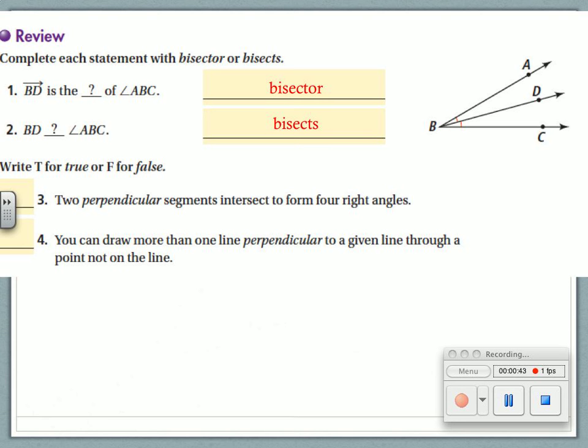True or false? Two perpendicular segments intersect to form four right angles. That is a true statement. And then finally, number 4, you can draw more than one line perpendicular to a given line through a point not on a line. That is false. There's only one line perpendicular to a given line through a point not on the line.